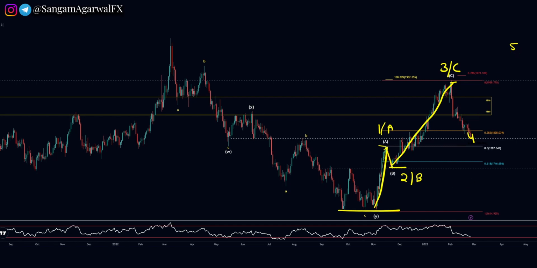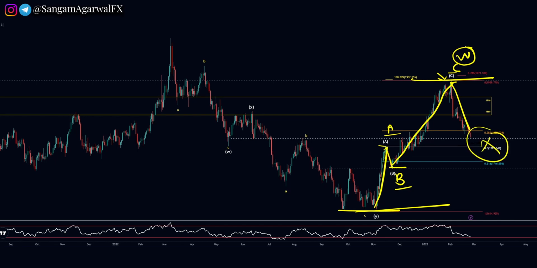Or if these are ABC corrective waves, then you will call this the top, and this correction is a correction to the entire trend, top to bottom. And you will rename this wave counting again: you will rename this higher degree wave W, then correction X, then the next impulsive wave Y.